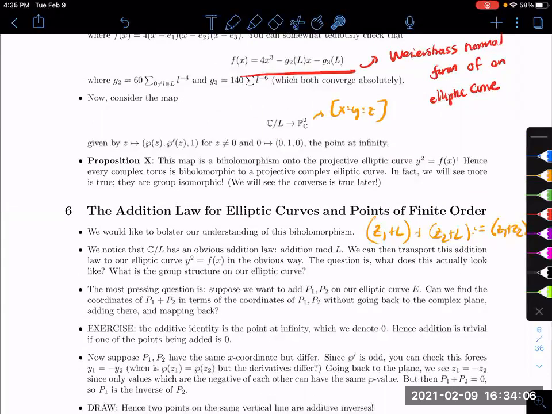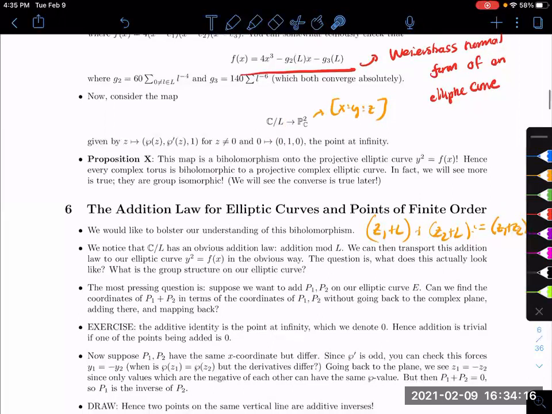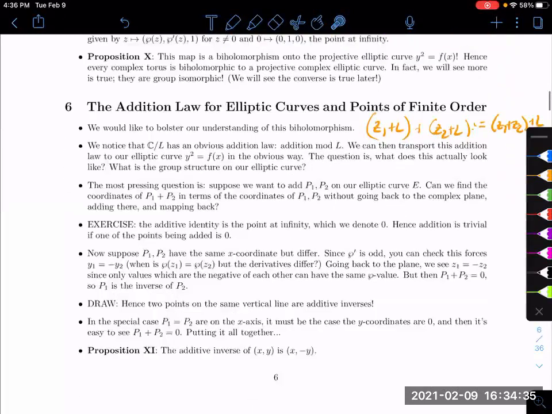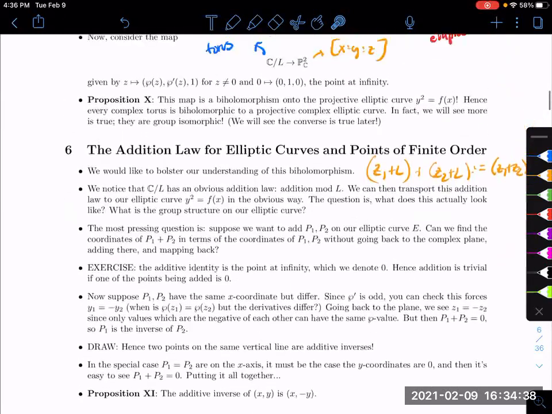So we wonder, is there some way of taking the addition law there on C mod this lattice, which we can think of as a torus, by the way. It's like the fundamental parallelogram with the opposite sides identified. So can we take the addition law on our torus and transport it over to the elliptic curve that's over here? And the answer is yes. So how would you define that?